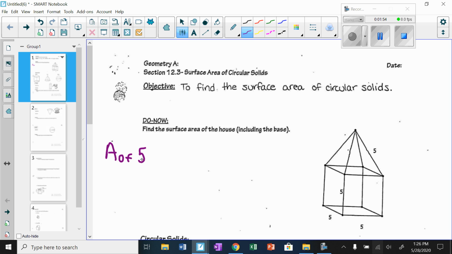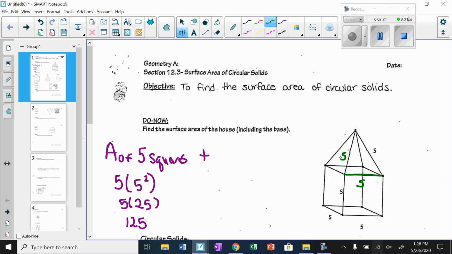Area of 5 squares that are all congruent. So we're 5 times 5 squared. So we are 5 times 25, which is 125. Plus the area, because this is a regular square pyramid, all these triangles are congruent. Not only are they congruent, these triangles are equilateral.